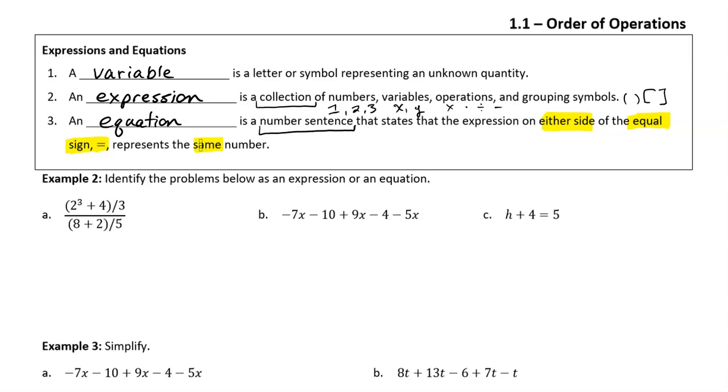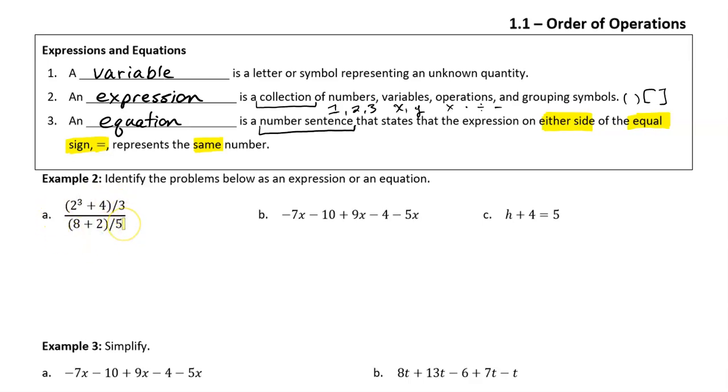So in example 2, identify the problem below as an expression or an equation. Looking at part A, I have parentheses 2 cubed plus 4, close parentheses, divided by 3. All of this divided by, open parentheses, 8 plus 2, close parentheses, divided by 5. Looking at those values, I have numbers, a lot of operations, and some grouping symbols. Those parentheses are in the numerator and denominator. I have a power, I have addition, I have a lot of divisions, in fact, 3 of them.